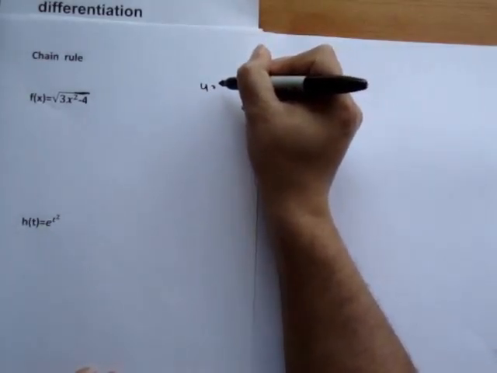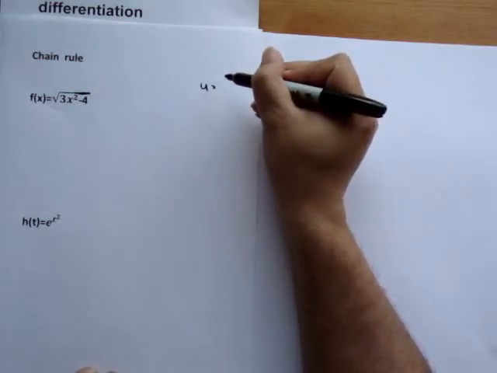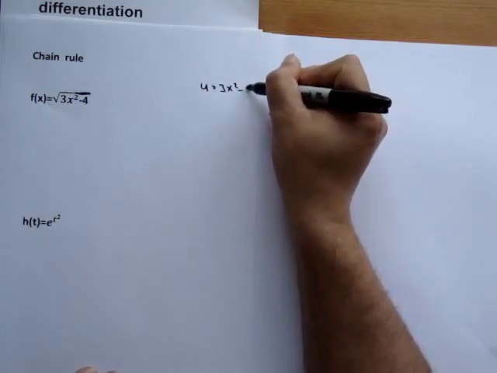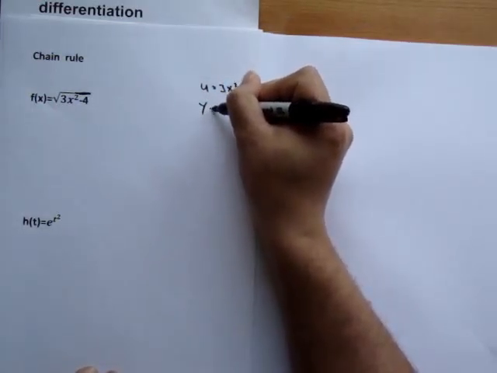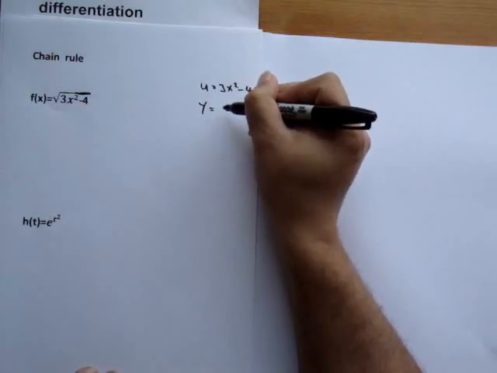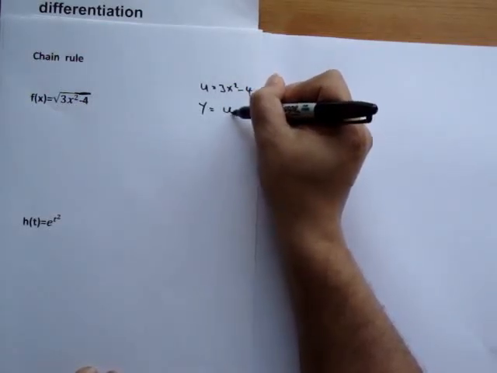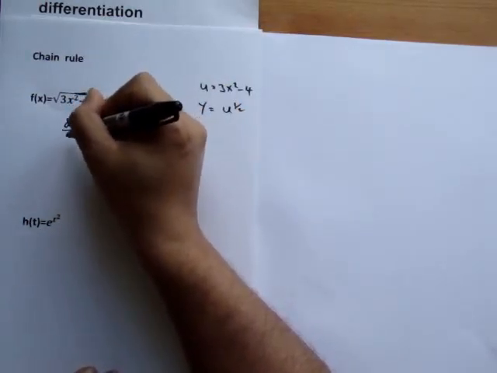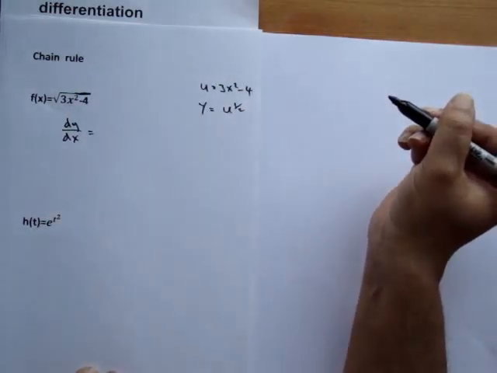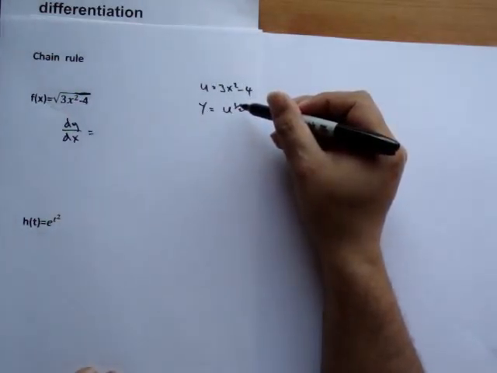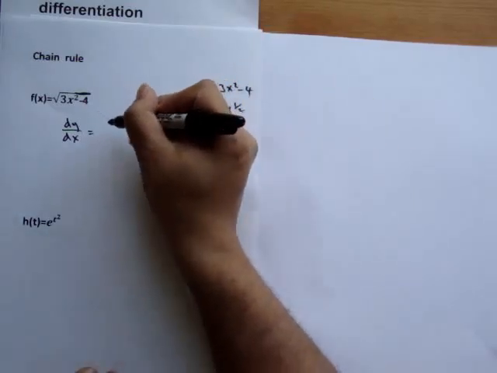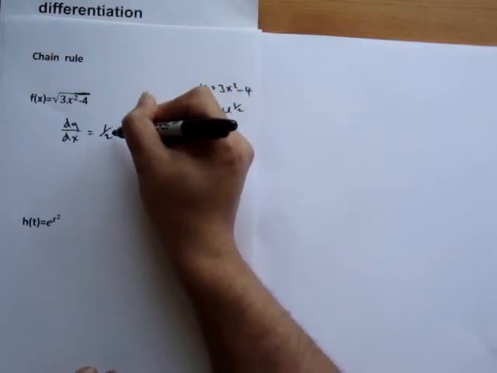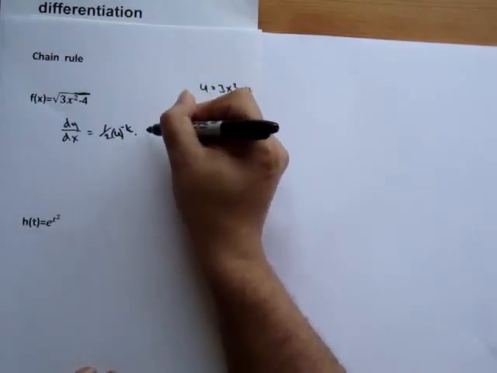u equals whatever's under the root sign or in a bracket, 3x squared minus 4. y equals square root of u, or u to the power half. To apply the chain rule, dy by dx. So we have dy by du as half u to the minus half. And we multiply that by u prime.